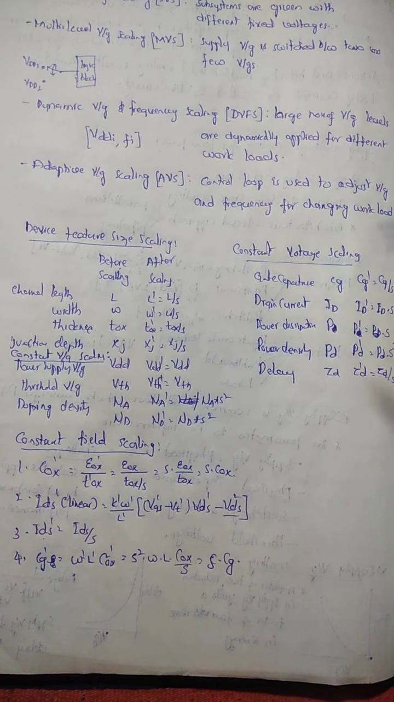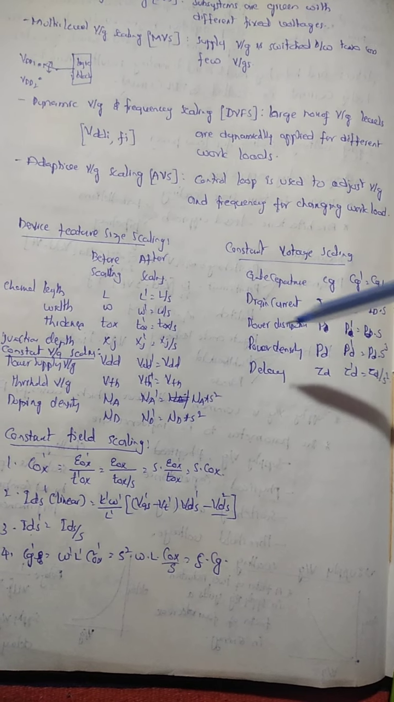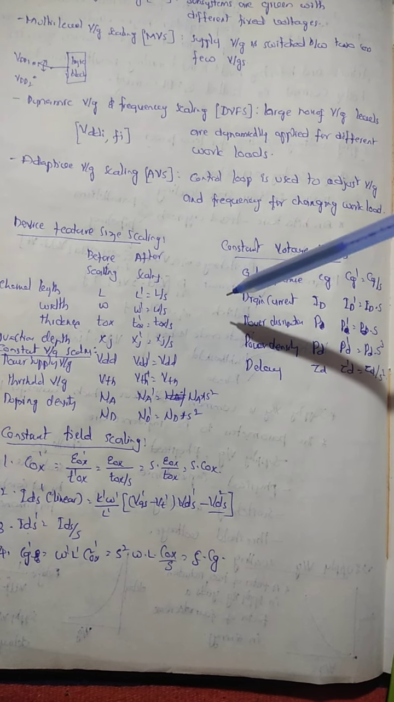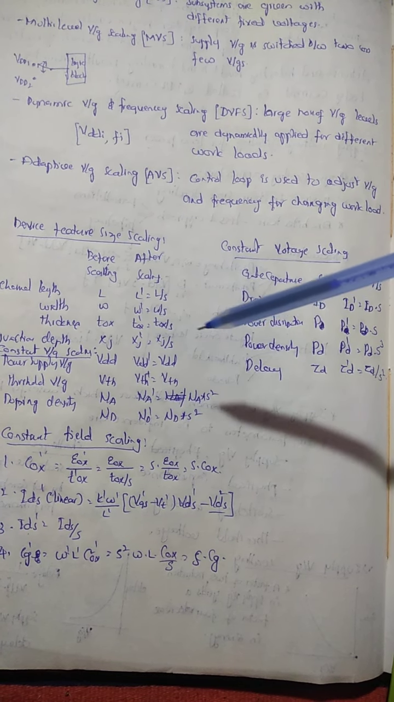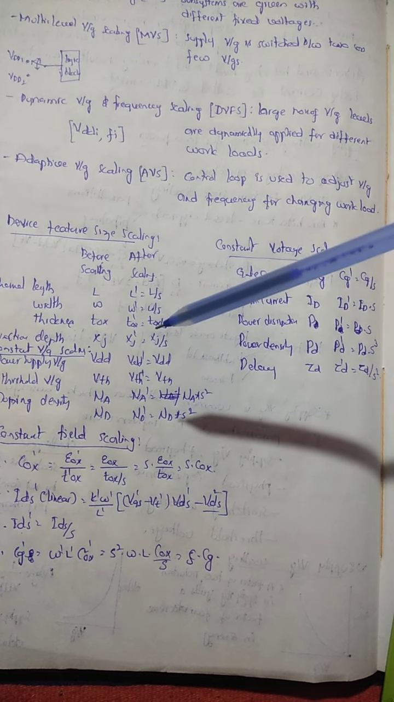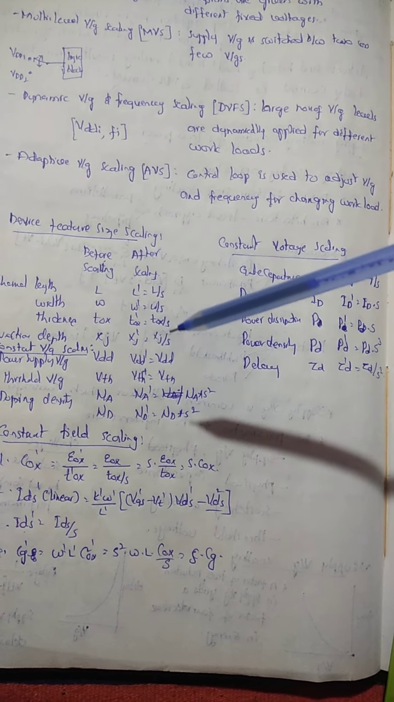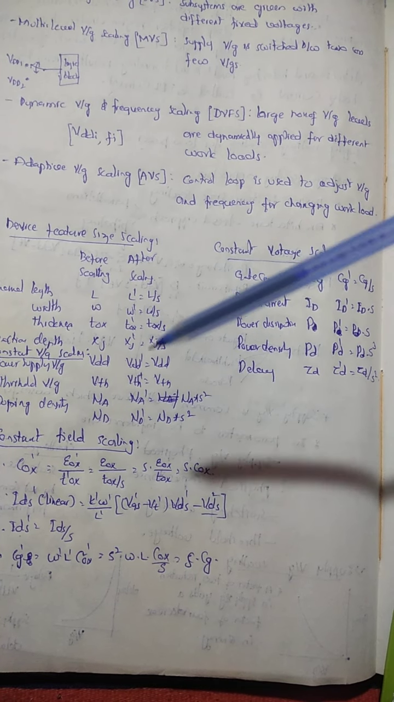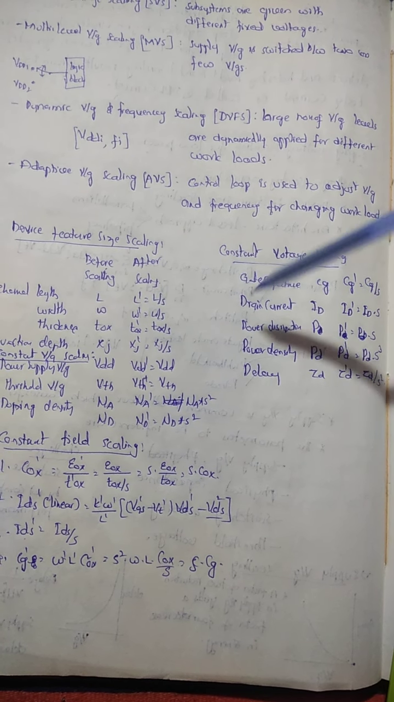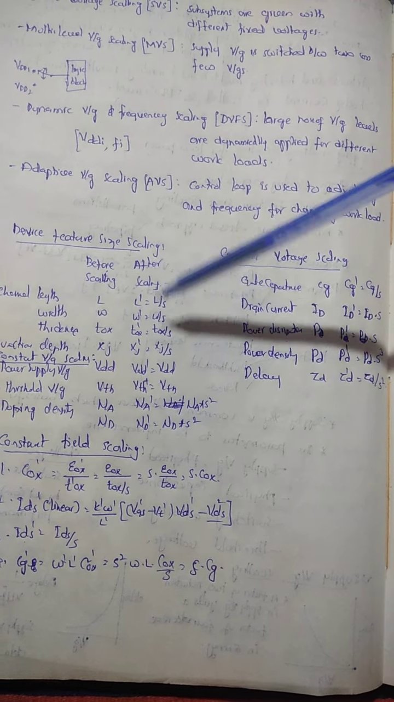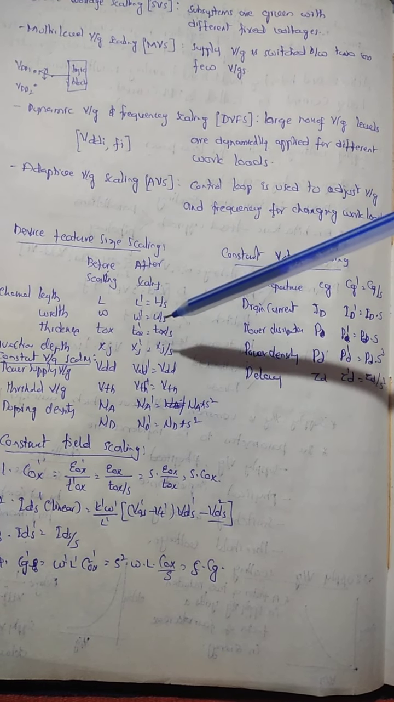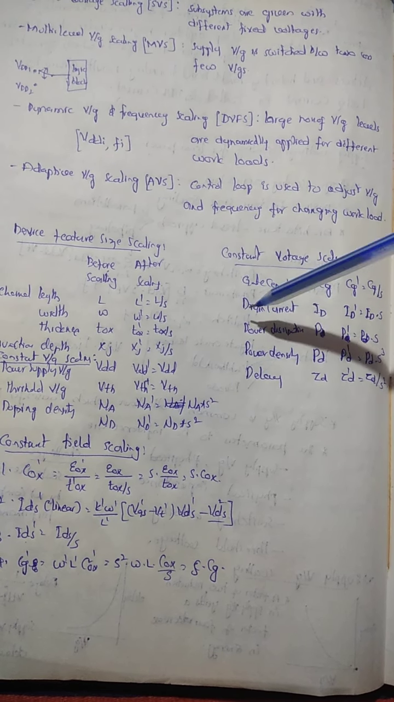Now we will move to constant voltage scaling. Whenever we are reducing the device sizes, we can't always reduce the supply voltage, because some of the subsystems work with fixed voltages. At that time we have to reduce the feature size without reducing the supply voltage, and obviously we should not reduce the threshold voltage either. So all the physical parameters are reduced, while the supply voltage and threshold remain constant.